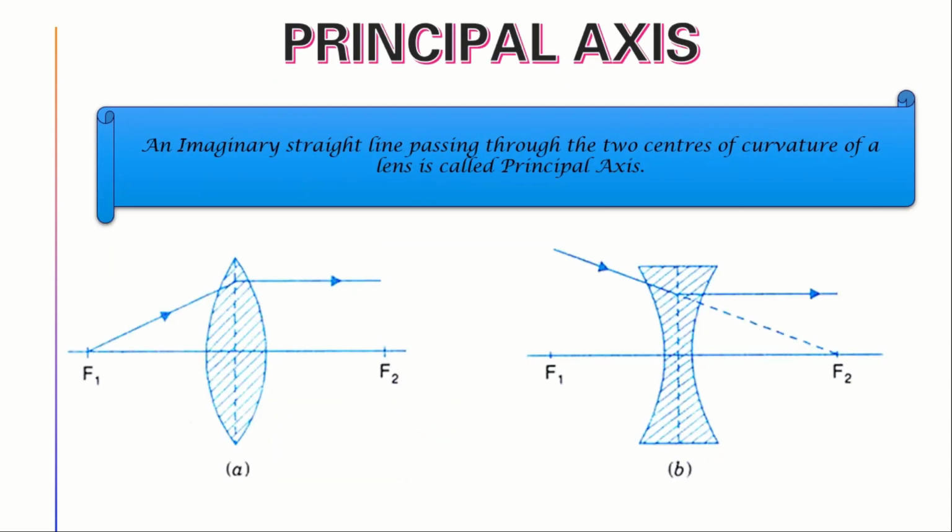Moving on to the principal axis. An imaginary straight line passing through the two centers of curvature of a lens is called the principal axis. You can see here a straight line which is passing through the center of the lens in a convex lens and also in a concave lens. That straight imaginary line is said to be the principal axis.